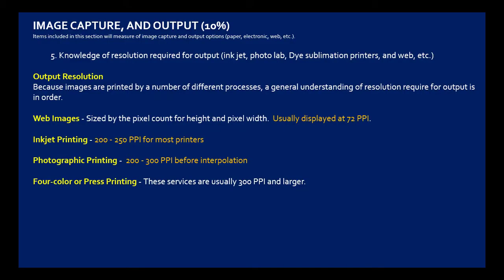Web images are sized by the pixel count for height and pixel width. In terms of output, you could say that they're normally displayed at 72 pixels per inch. Inkjet printing ranges between 200 and 250 pixels per inch for most printers, although I've seen excellent images done at 150 pixels per inch. For the photographic printing processes, generally 200 to 300 pixels per inch is required before interpolation. For 4-color or press printing, these services usually require 300 pixels per inch and larger.